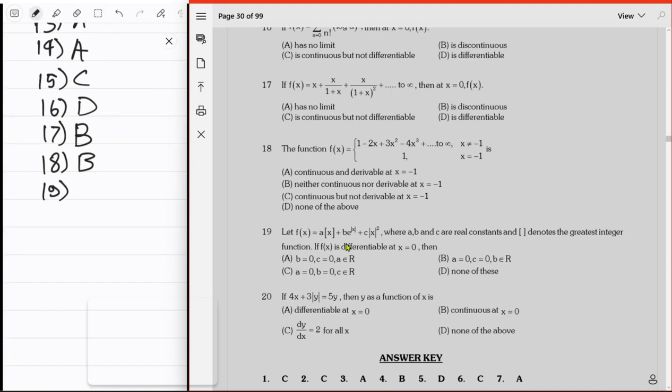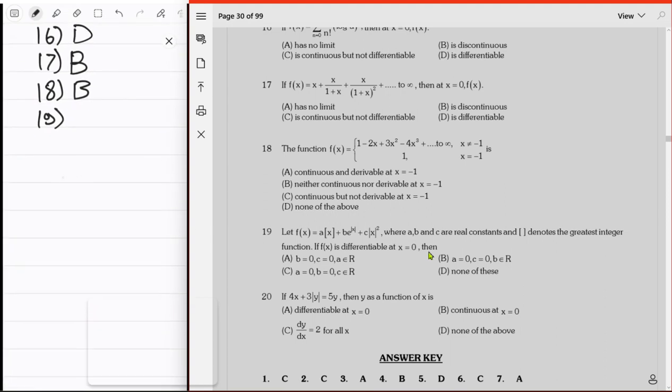19th. Let f be equal to a, what is this thing, floor function of x plus b e power, God, okay. If f is differentiable at x equal to 0, then, okay, fine. So the usual thing, first we say when x is bigger than 0, this becomes what? Well, okay, this is gone. You've got b e power mod of x, which is b e power x, then plus c x squared, basically. That thing is x squared in both cases. This is the thing when x is bigger than 0, and when it's less than 0, and of course in the certain range that we are talking about.